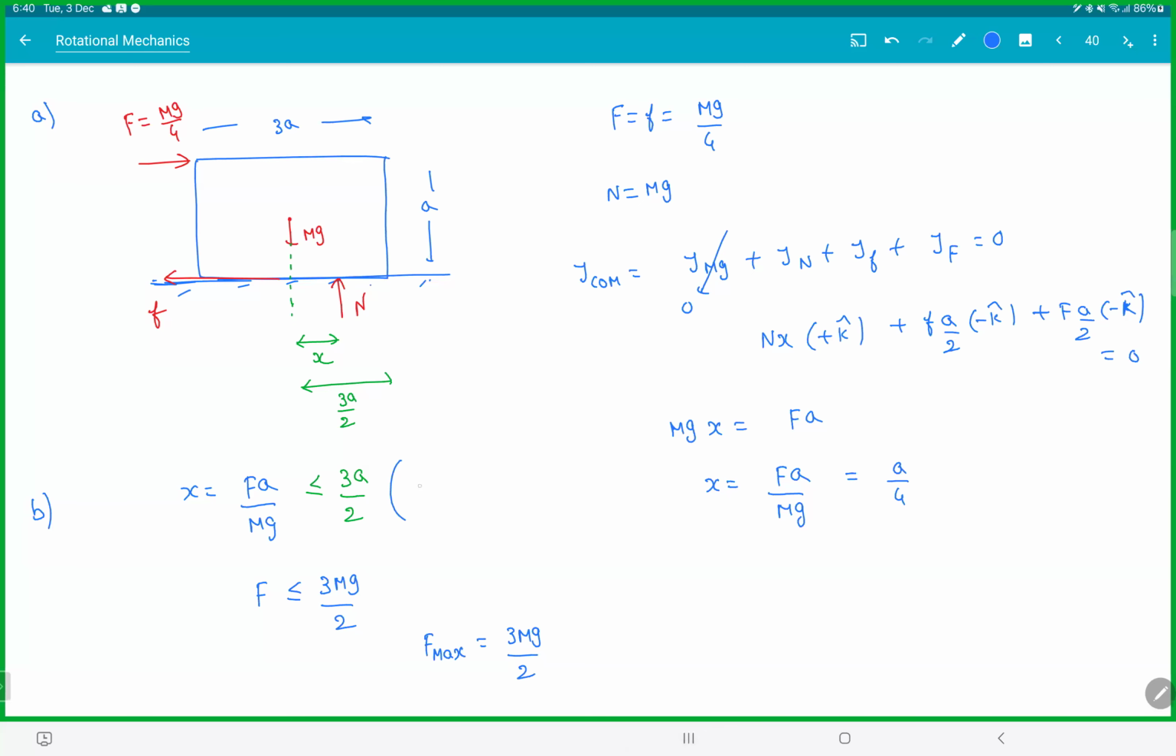So at this point, N is at the corner. N can go to the corner. So whenever they ask you to find maximum F, use that thing. Find in terms of x and then get it. Friction will act anywhere or everywhere on the surface. Why does it matter? Does the perpendicular distance change?